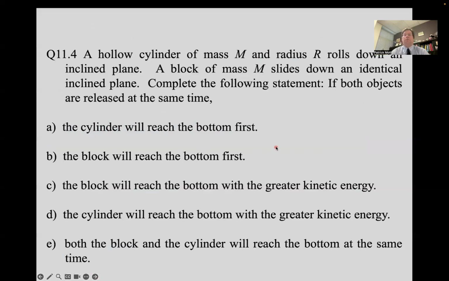All right. Now I have a hollow cylinder of mass m and radius r, rolls down an inclined plane, and I have a block of mass m, same mass, slides down an identical inclined plane. Complete the following statement. If both objects are released at the same time, which of those five is true? So you think about what you think the answer is, talk it over with your physics compatriot, and then resume the video and we'll compare answers.